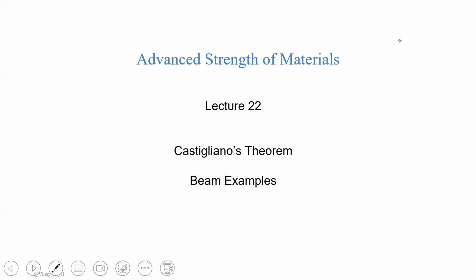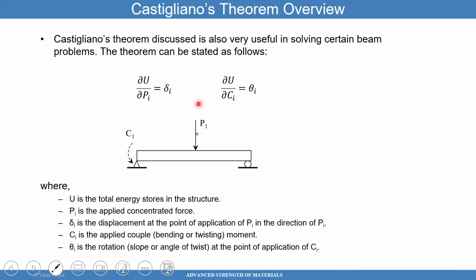Okay, let's cover Castigliano steering beam examples. So I apply a load P. I want to know what the deflection is at point P. Then you take the derivative of U with respect to P and you get the deflection.